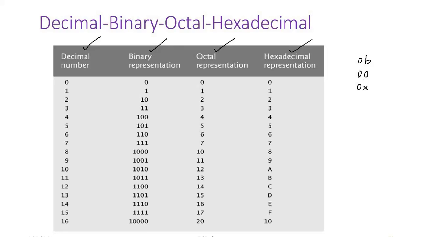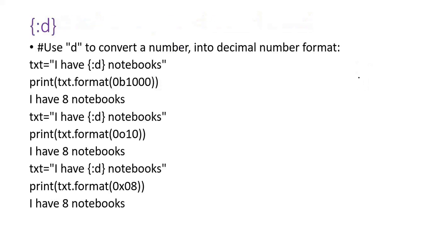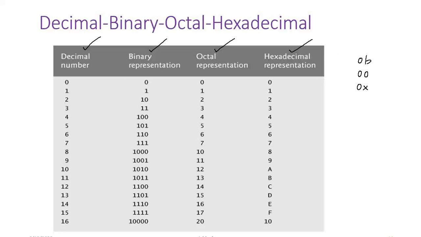Say for example, I have a database. The input there, the information, may be in different forms. I may have the information in binary form or octal form or hexadecimal form, but I want to print it in decimal form, which is very widely used. We will understand this.